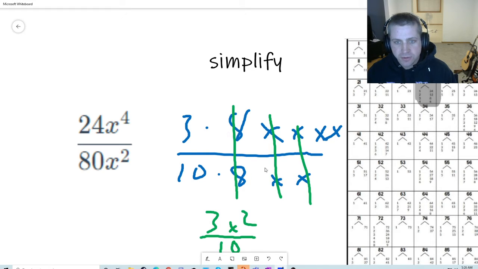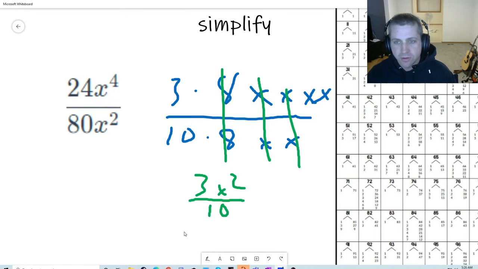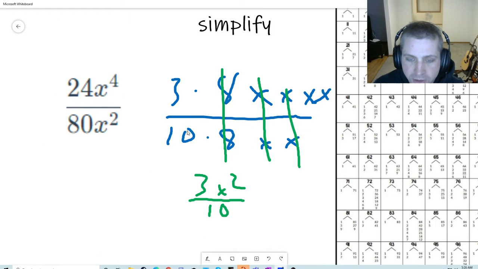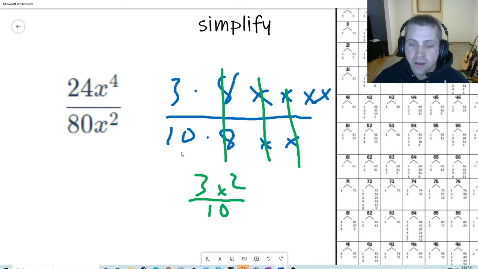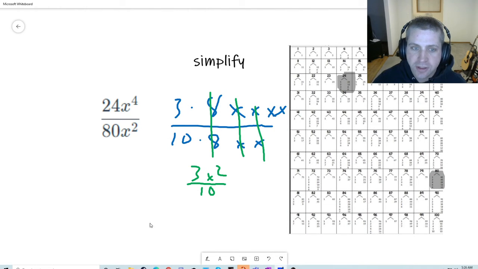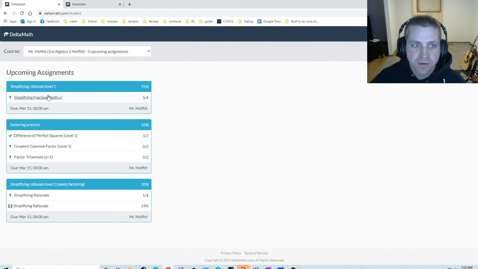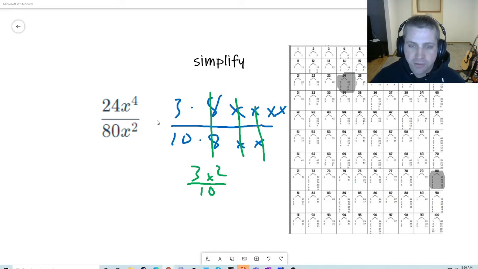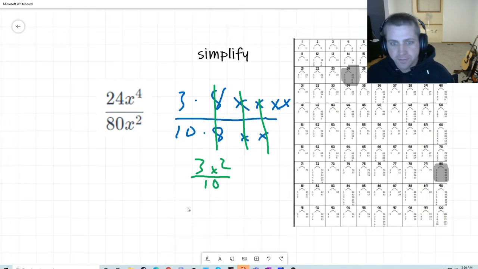So remember, if something over itself divides to 1, you can get rid of it in a multiplication problem, and we're okay. So that all seems well and good until, and that's our first Delta Math assignment, for the record. I'm going to get back to it. Simplifying fractions, or simplifying rationals level 1. It's all just this type of problem. So that would be the first thing I'd recommend you do.